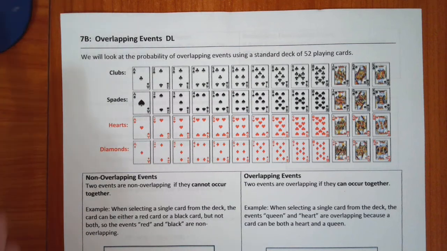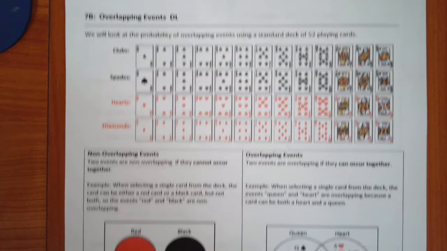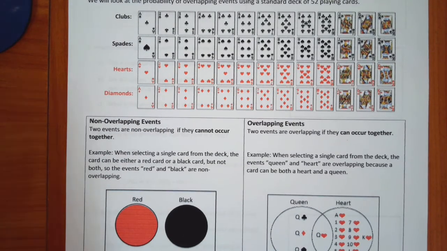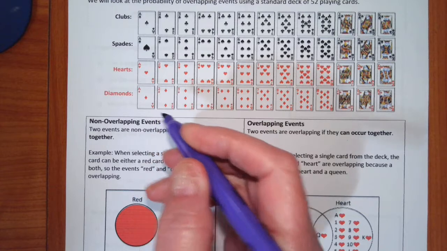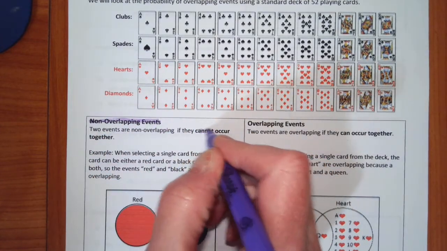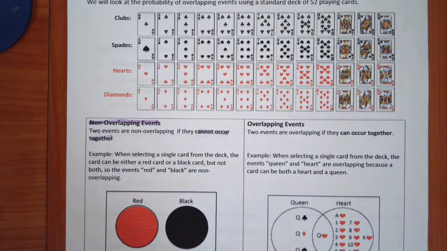All right, let's continue our discussion of probability by looking at overlapping and non-overlapping events. We're going to start by looking at using a standard deck of 52 playing cards. We've talked about this, and let's talk about non-overlapping events. Non-overlapping events are events that cannot occur together.